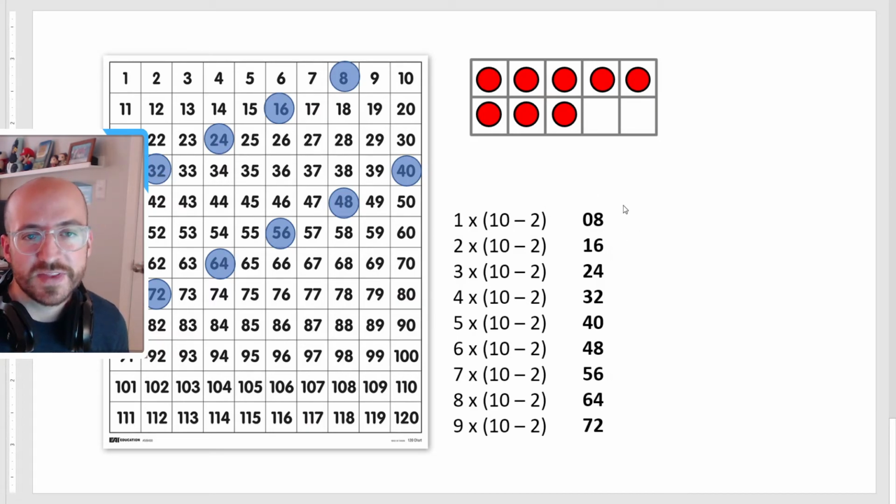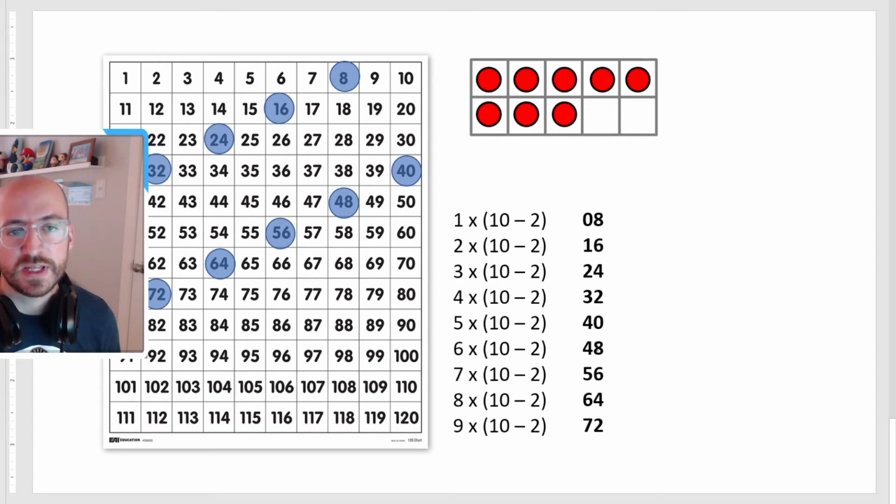There's a relationship in the T chart also. You see that? Minus 2, minus 2, minus 2, minus 2, minus 2, minus 2, minus 2, minus 2. We are adding a 10, taking 2 away. Adding a 10, taking 2 away. Adding a 10, taking 2 away. Even if we had 40 plus 10 is 50 minus 2 is 48.